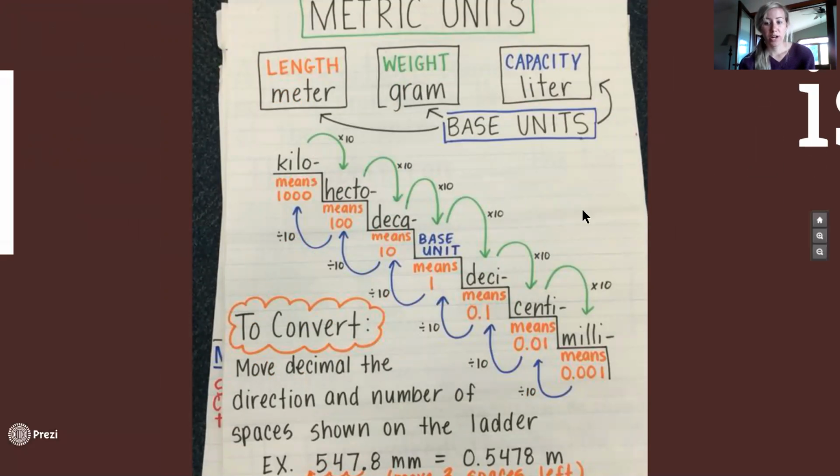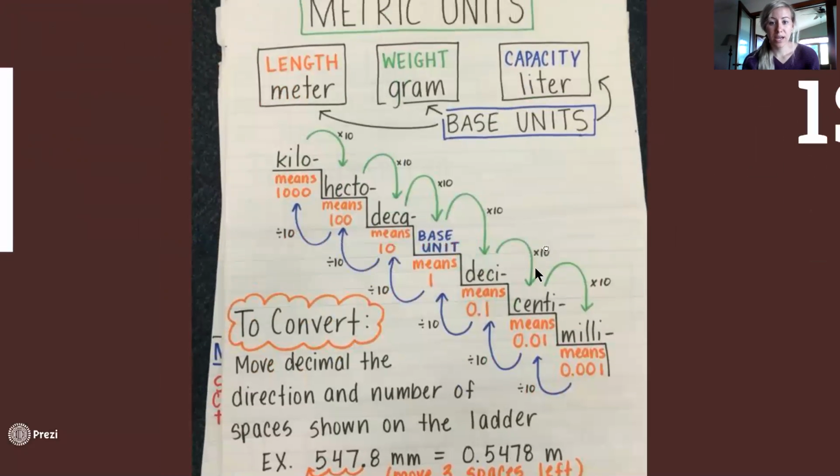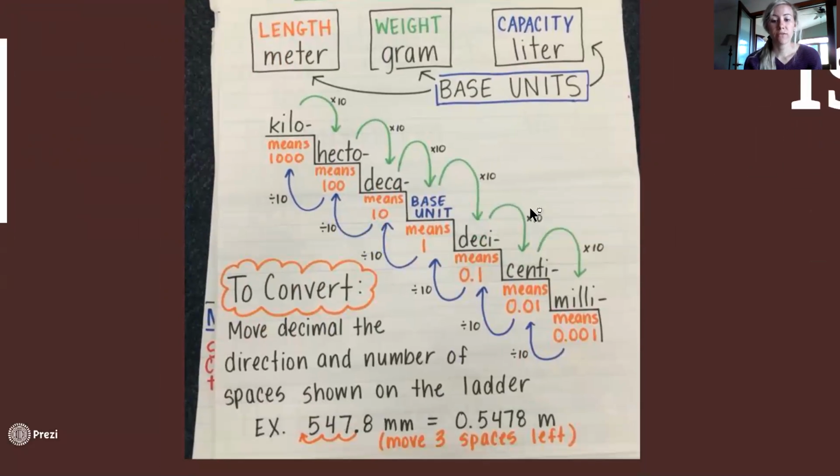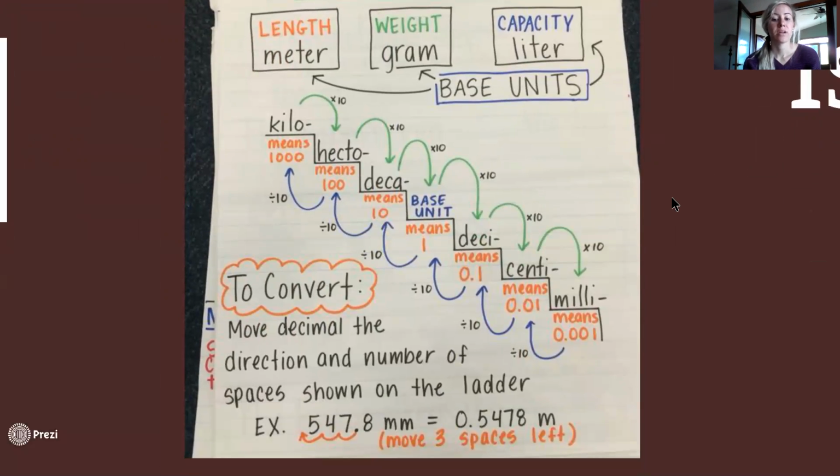All right, so our next section is about our metric units, and we are going to start with conversions. So this is a ladder here. We'll refer to this as a ladder. And I would like for each of you to go ahead and draw a ladder on your assignment. So just maybe take the back of your assignment and draw this ladder.